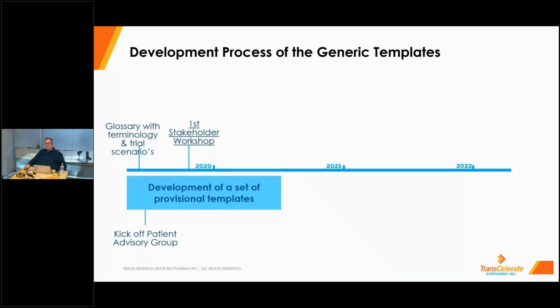Here we see the overall development process that occurred during the whole EU-PEARL process. And this is a build slide, so please be a little patient with us. Back when we started this, I was involved in the actual writing of the research proposal, which we started in 2017. Back in 2019, after we had a face-to-face meeting in Barcelona, we began working on a glossary of terminology and trial scenarios.